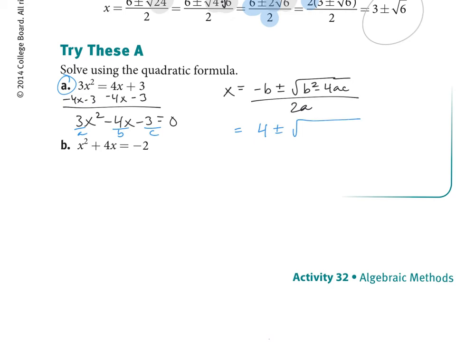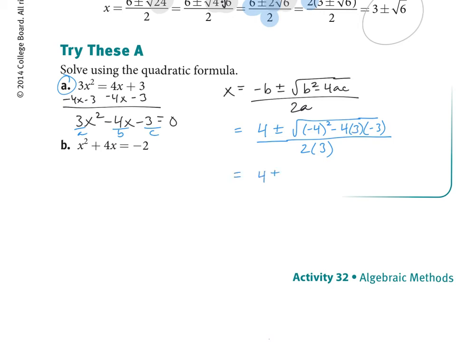Plus or minus the square root of b squared, so that's -4 squared, minus 4 times a, which is 1, times c, which is -3. Everything is over 2 times 3. Oops, I also just realized I accidentally plugged in 1 for my a value. I was going off of the last problem, so make sure you change that to a 3. So let's keep working on this.